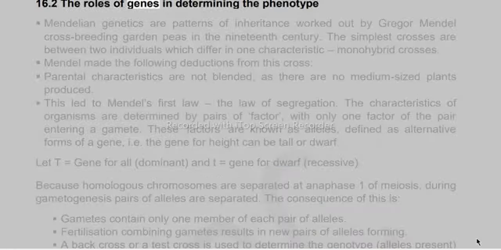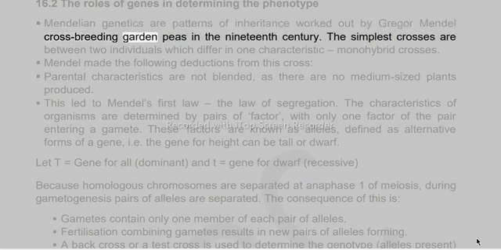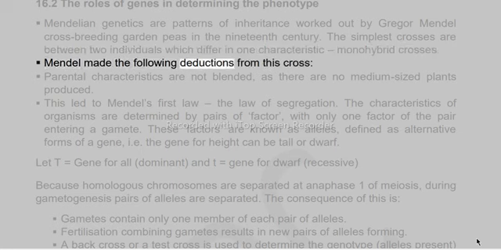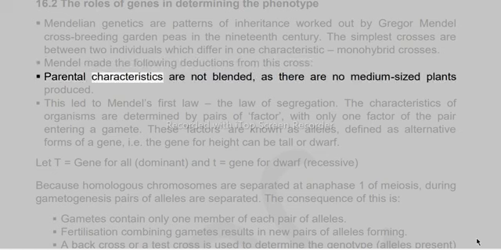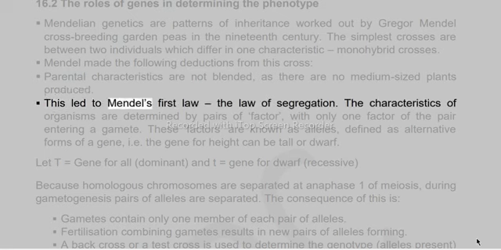16.2 The roles of genes in determining the phenotype. Mendelian genetics are patterns of inheritance worked out by Gregor Mendel crossbreeding garden peas in the 19th century. The simplest crosses are between two individuals which differ in one characteristic, monohybrid crosses. Mendel made the following deductions from this cross: parental characteristics are not blended, as there are no medium-sized plants produced. This led to Mendel's first law, the law of segregation.